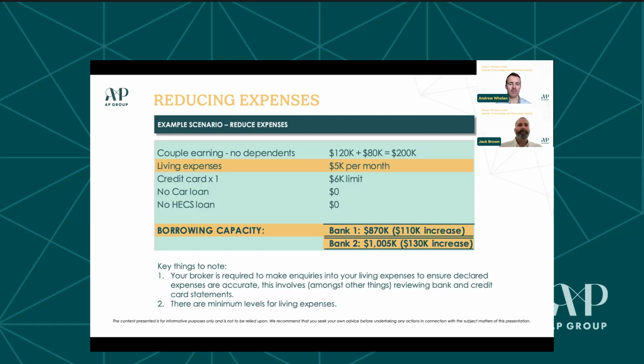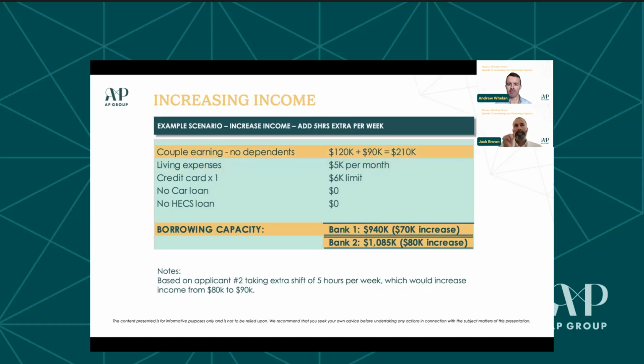Terrific. Thanks, Andy. So income. I mentioned at the top, this is not a scenario that is necessarily available to everybody, but what we wanted to show here is just the relativity of what increasing income can do. So here, applicant 2 has taken on an extra shift of 5 hours a week, which would increase income from $80,000 to $90,000 per annum. And you can see there that adds capacity of between $70,000 and $80,000, depending on the lender that you're working with. So it can make a big difference.